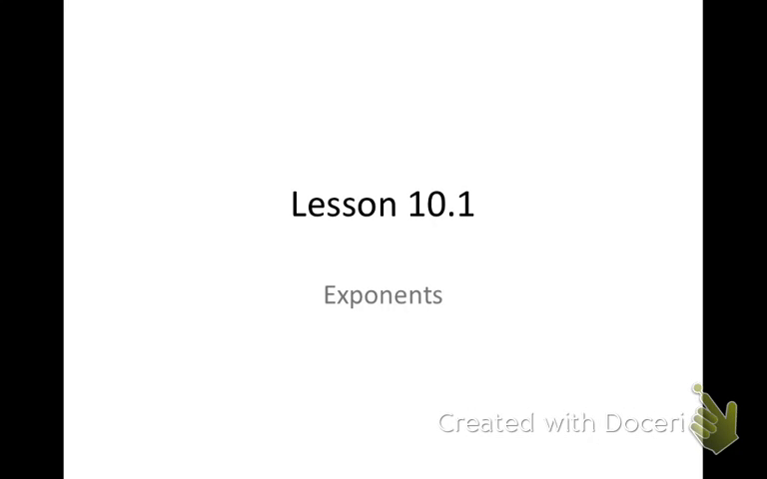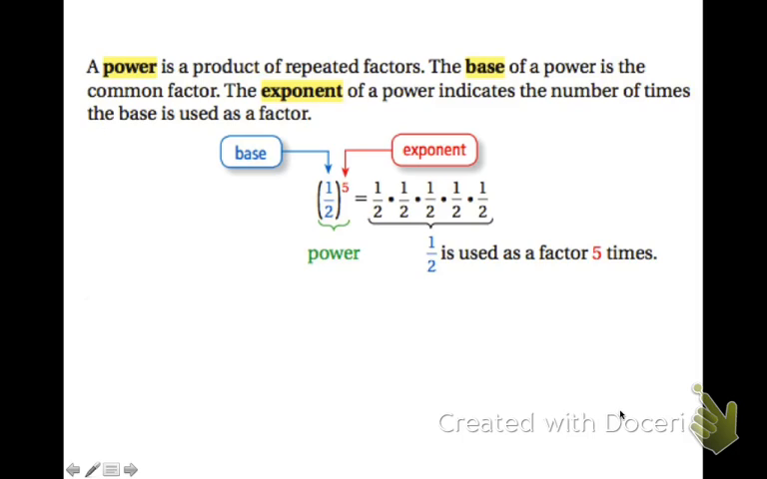Okay, this is lesson 10.1 on exponents. A power is defined as a product of repeated factors. The base of a power is the common factor, and the exponent of a power indicates the number of times the base is used as a factor.